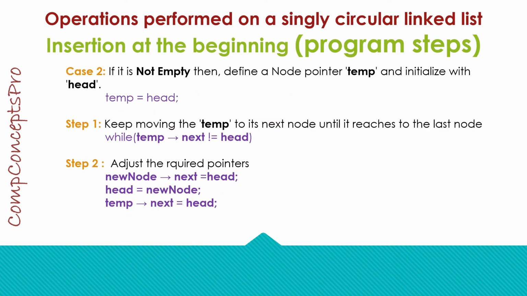Then there is another condition that there are already multiple nodes present in the list, as shown in the image earlier in this video. So now we have to declare a temp pointer and assign it the same value as head. Then in a while loop we'll keep moving the temp to its next node till it reaches the last node. Remember, in case of circular linked list, the condition inside the while loop will be temp next is not equal to head rather than temp next not equal to null.